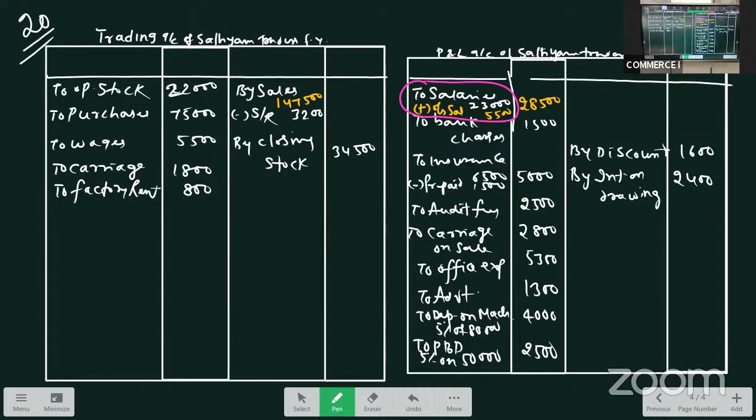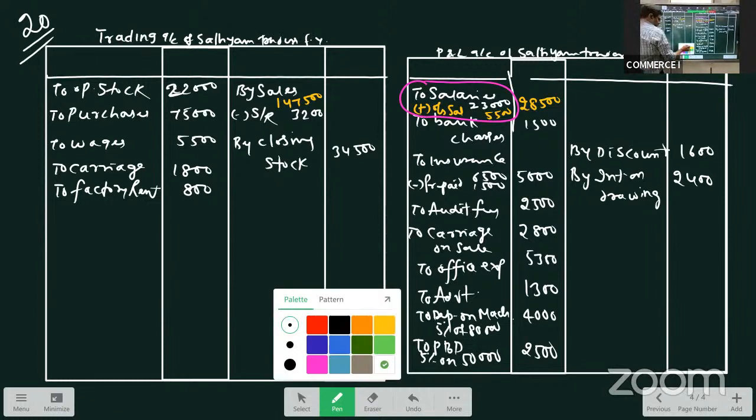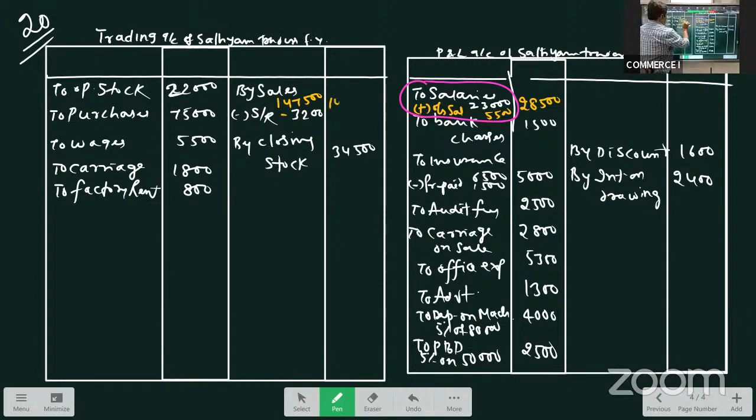Okay. Now let us close trading account and P&L account and see what we arrive at. Here we have 1,47,500 minus 3,200. It will be 1,44,300. So what is the total we get here? If I close trading account here, what is the total I'll get?